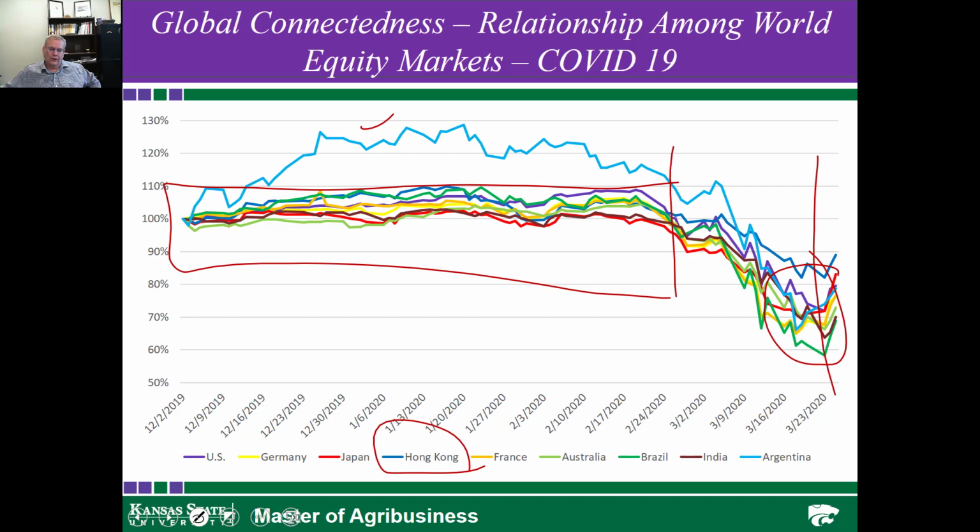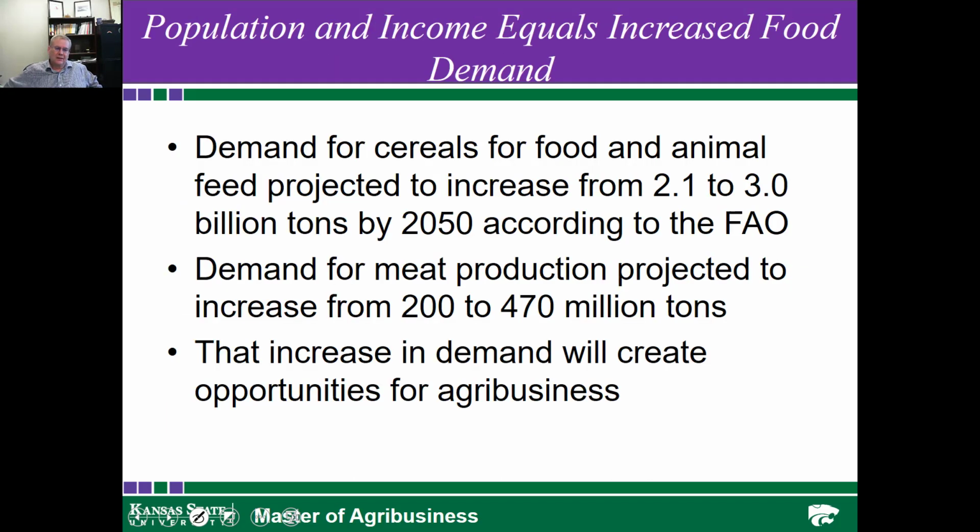Whether that be in corn, soybeans, cattle, or equity markets, certainly that is an important aspect when thinking through the future. So with that, one of the things to think about is certainly that population and income is going to equal increased food demand in the future. Again, this study is a little bit dated. I'd love to see this updated, but at this point it isn't.